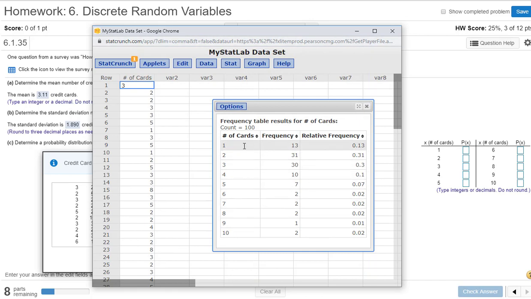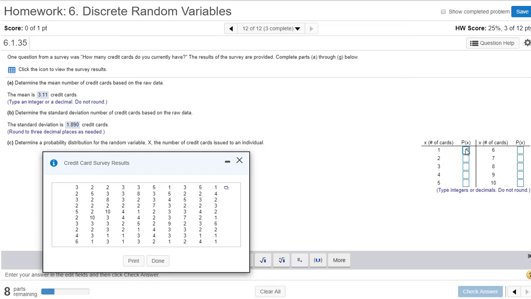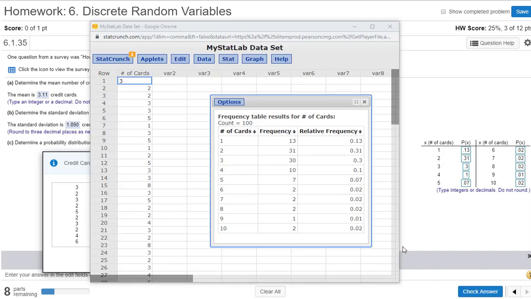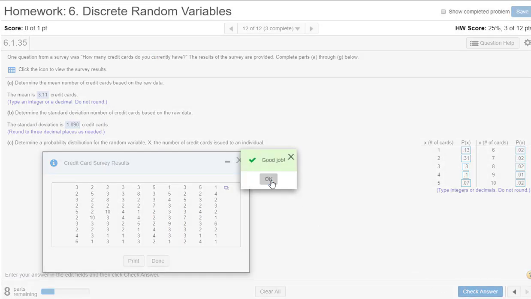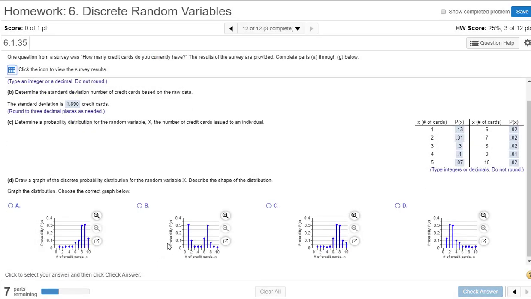So one card happened 13 times, which we don't need. We really don't need this number here. It's the 0.13 that we need. And do the same for the rest of the values. Okay, as you see, I went ahead and filled the rest of those out based on the relative frequencies. Go and remove our table there.